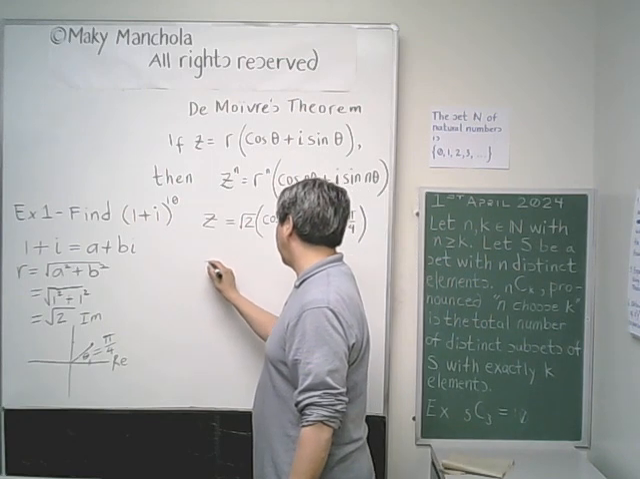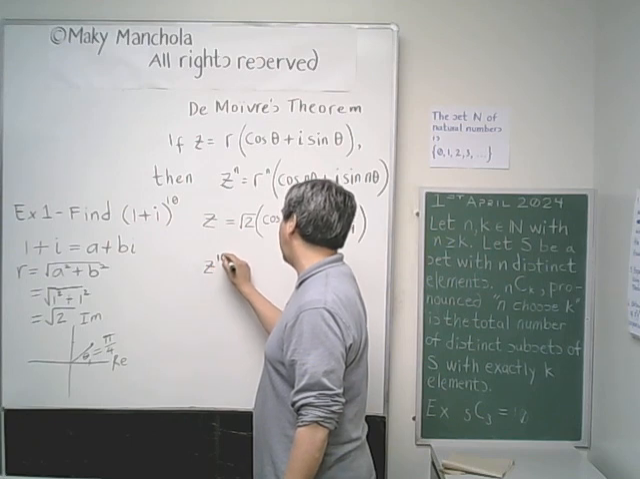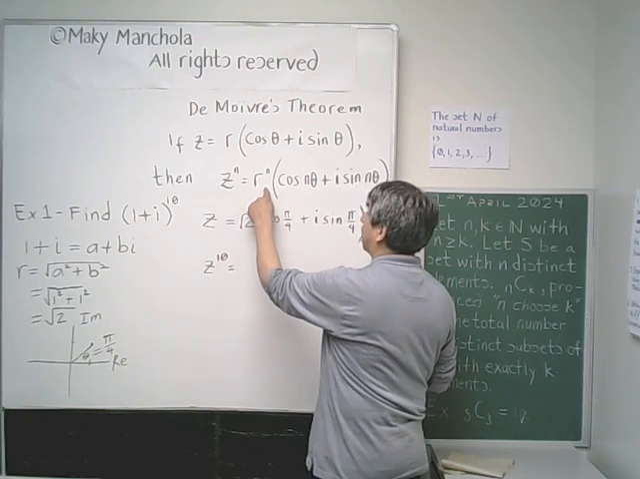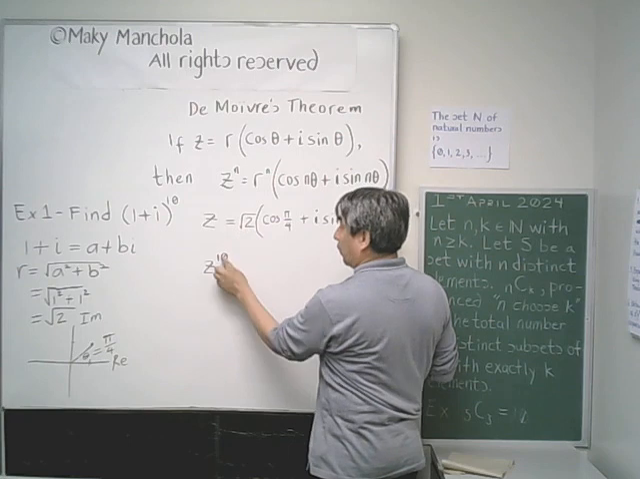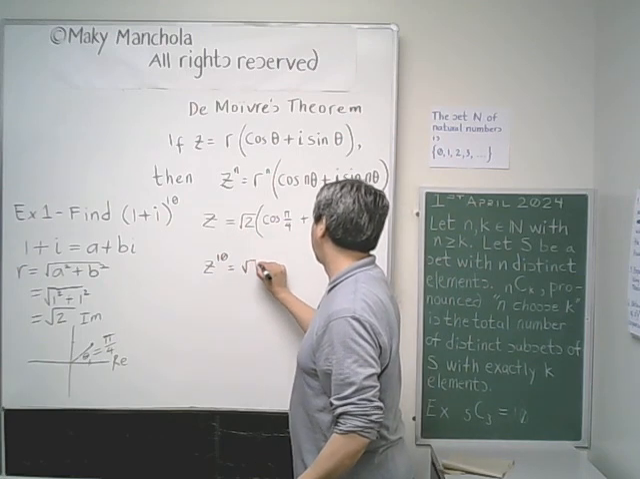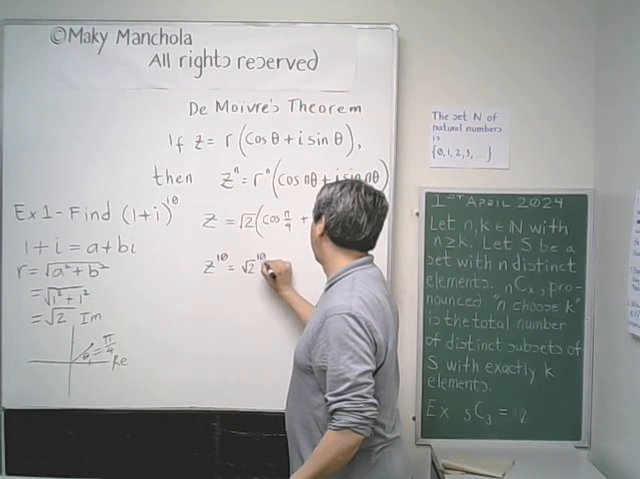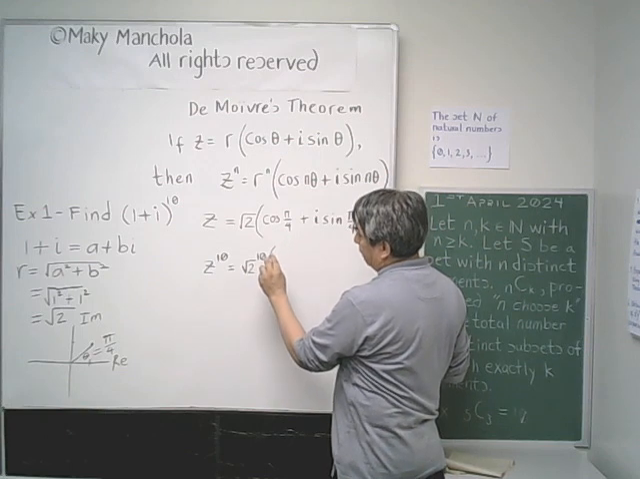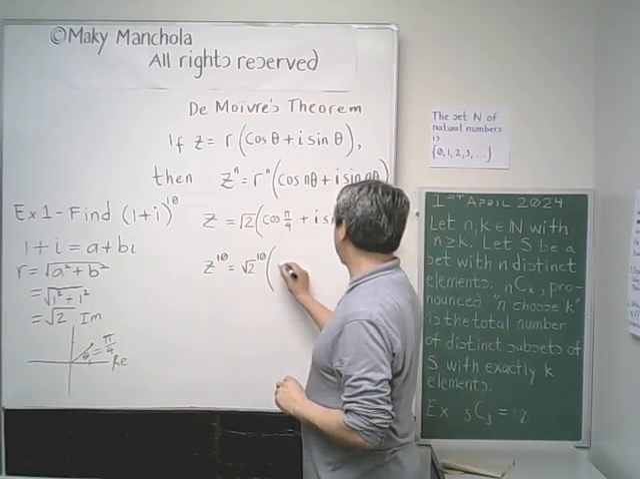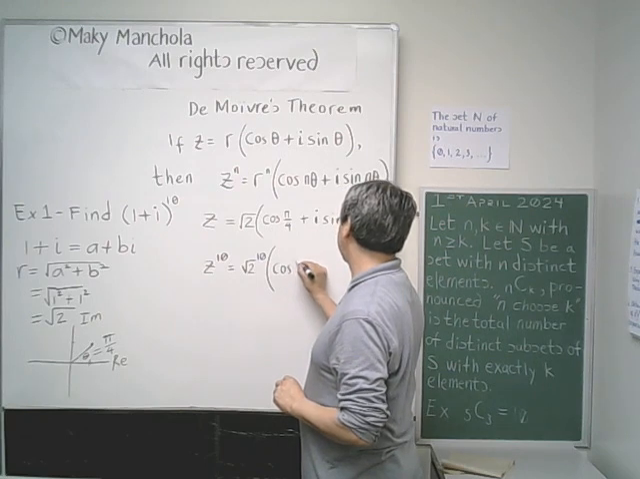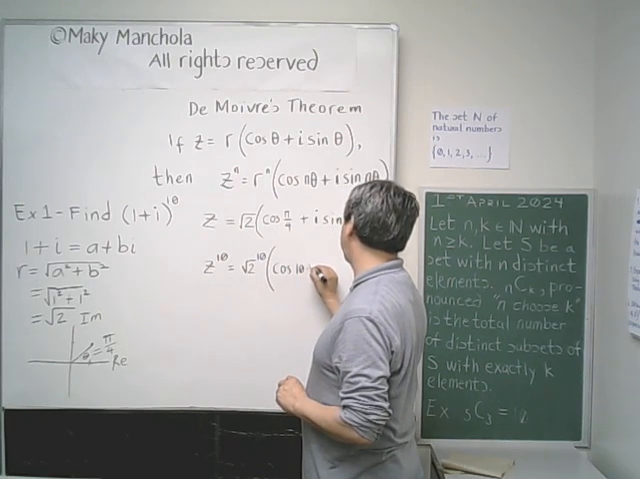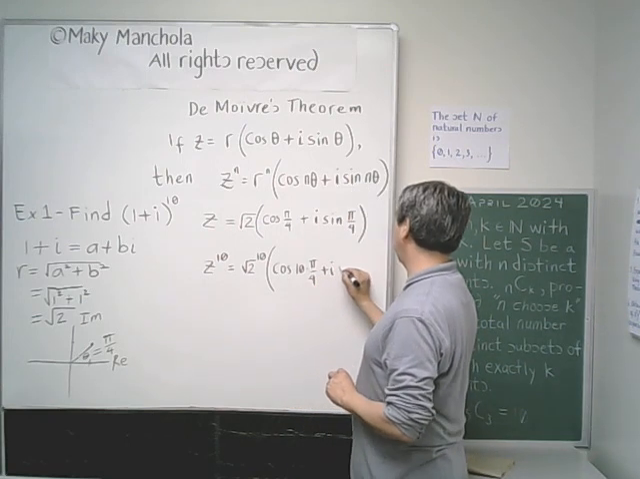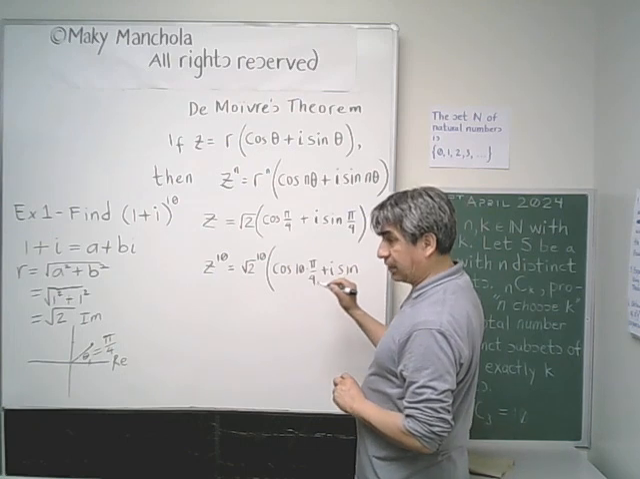Now we use our formula to obtain z to the 10th power, which is what we're looking for. So our formula says take r, raise it to the n, in this case root of 2 raised to the 10, multiplied by cosine of n times theta, which in this case is going to be 10 times pi over 4, cosine of 10 times pi over 4 plus i sine of 10 times pi over 4.